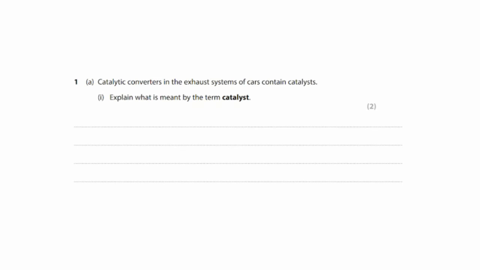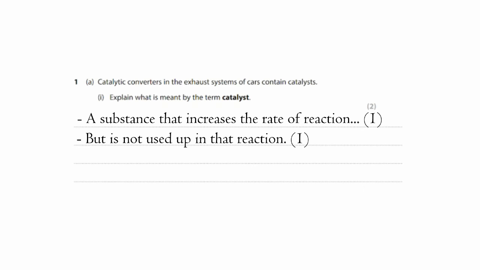The first question is to explain what the term catalyst means. And as we have seen from before, we know that catalysts speed up the reaction and are not used up by themselves. And also they do not change the final yield or the final product. Now let's see the answers. This 2-mark question gives 1 mark for stating that a substance increases the rate of reaction and a 2nd mark for saying that it is not used up in the reaction.